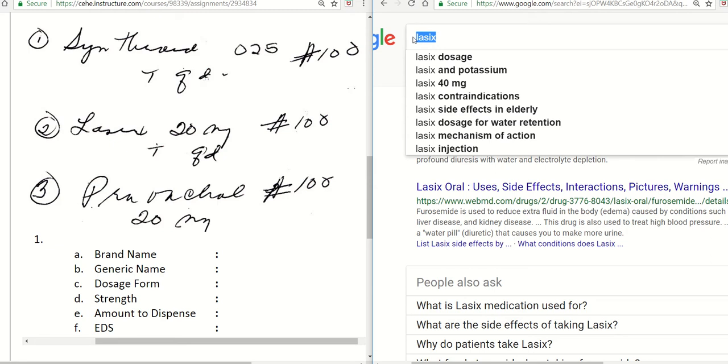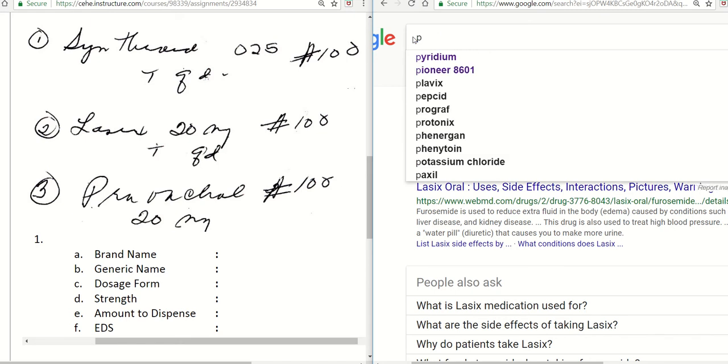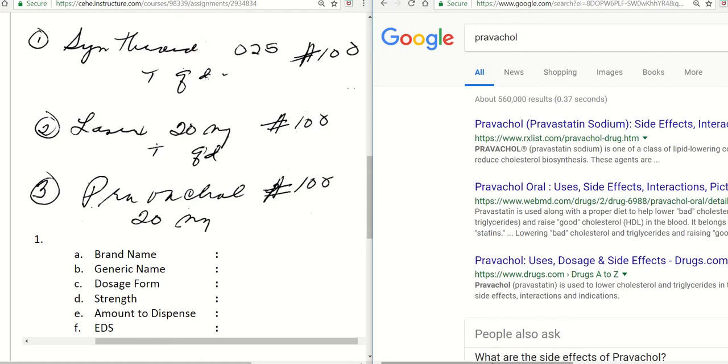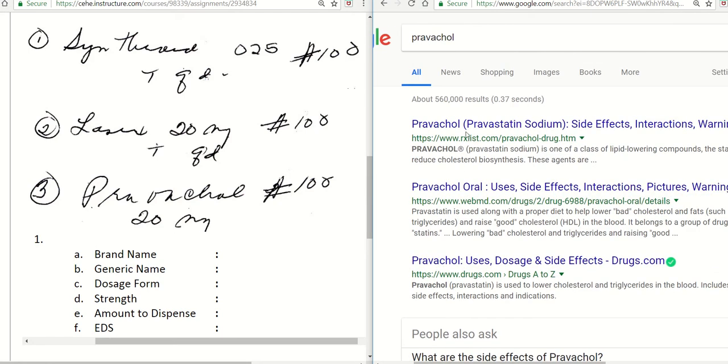Ready for number 3? All right, what's the first letter? Second letter? PR, PRA. So look on your list. It looks like we found it. Pravachol, right? So it looks like Pravachol. So the generic is pravastatin. You don't have to give me the salt. Just the base drug's fine.